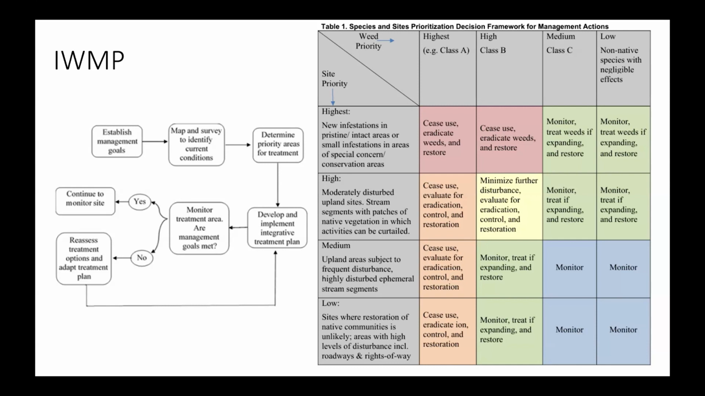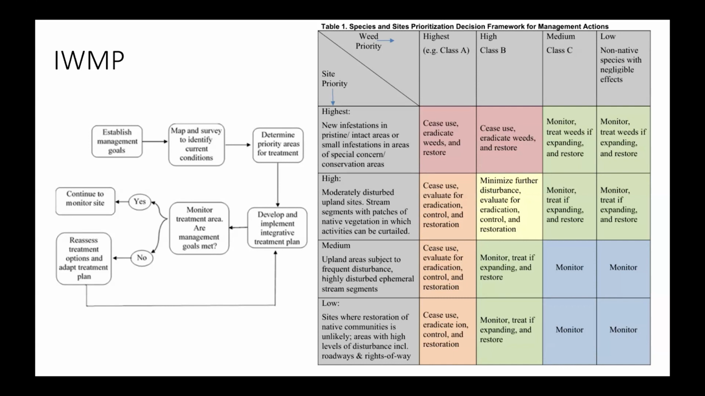It may be that the population's small, it's easy to get rid of. It could be that it's in a really important habitat area for certain wildlife species. It could be that it's in a riparian area and there's a threat of it out-competing important riparian plants that are necessary for fish habitat. And so we use this table along with the flow chart on the left that is just our guiding strategy for each weed population.